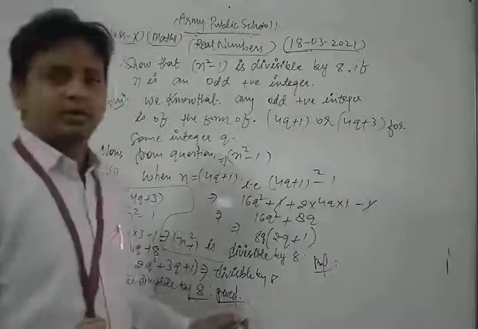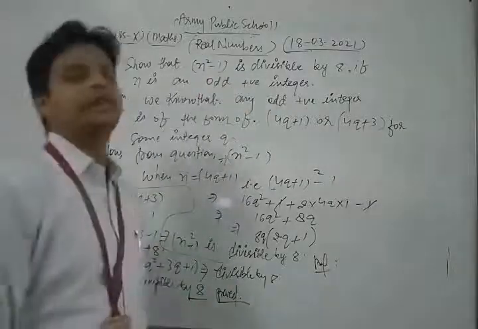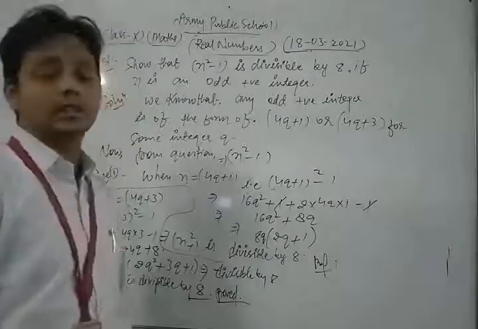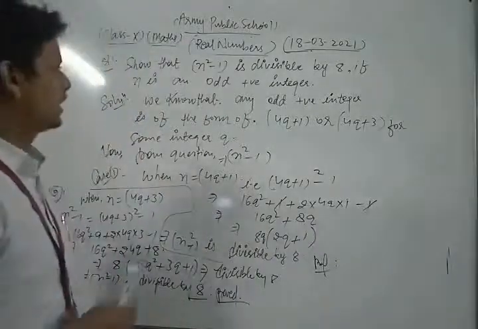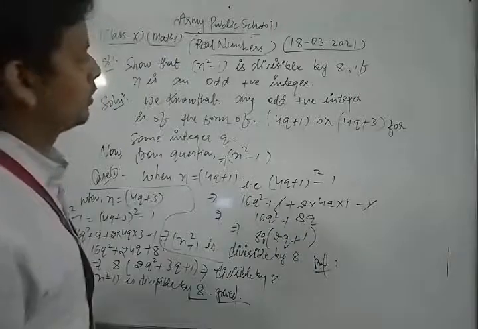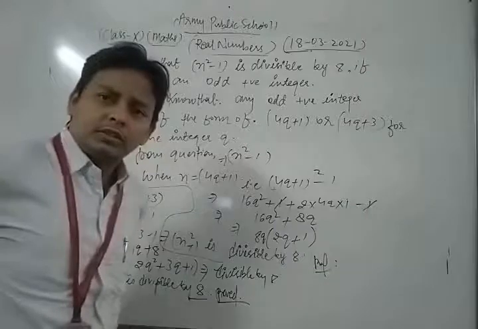In that question, we have to show that n square minus 1 is divisible by 8 if n is any odd positive integer. For that question, dear student, we know that any odd positive integer is of the form 4q plus 1 or 4q plus 3 for some integer q.